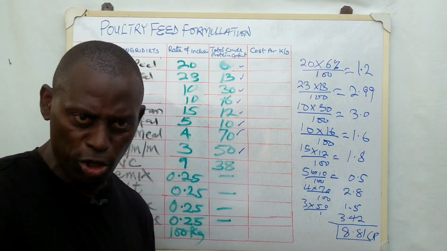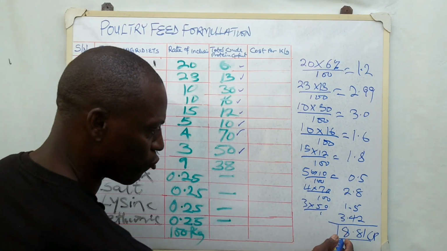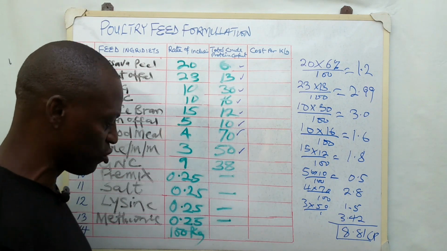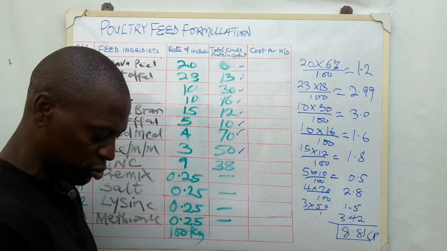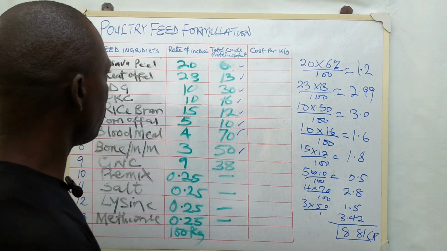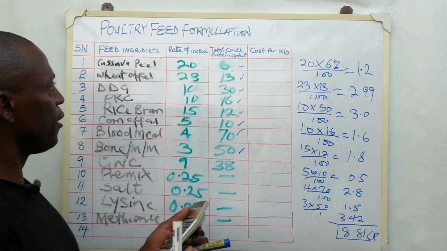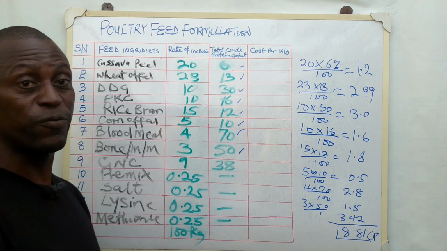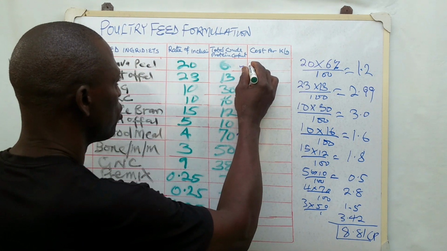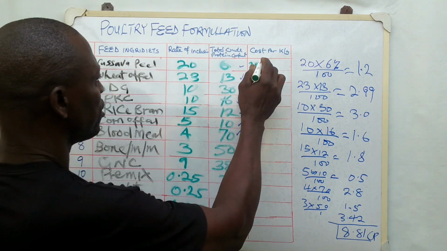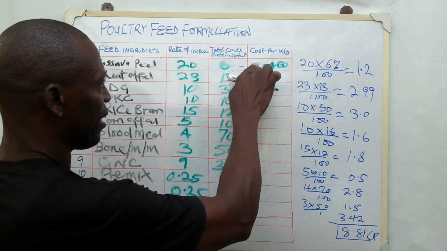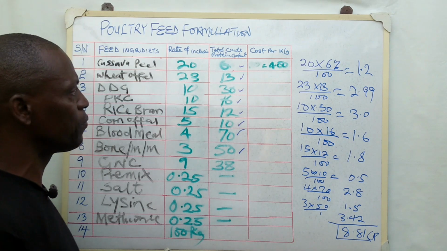And now let's check the cost of producing. This is 400 kg. Now let's see the cost of producing a bag of this feed. In my area here, the cassava peel is free, but even if you buy it, you won't spend more than 20 naira. That will give us 20 times 20, which is 400 naira. That's the cost of cassava peel here.